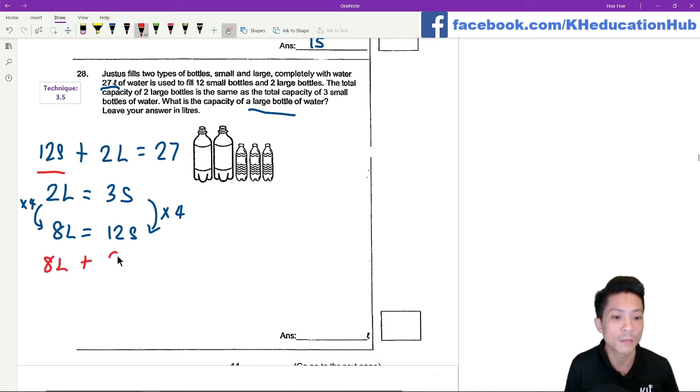Okay, 8 plus 2 large is equal to 27. If 10 large is 27 liters, what is the capacity of a large bottle of water? So 1 large bottle is equal to 27 divided by 10, which is 2.7 liters.